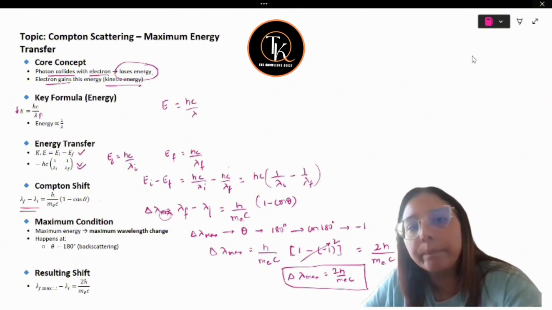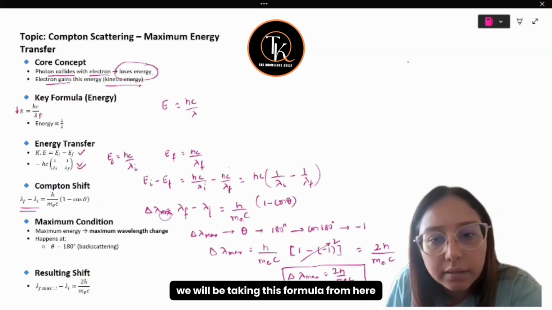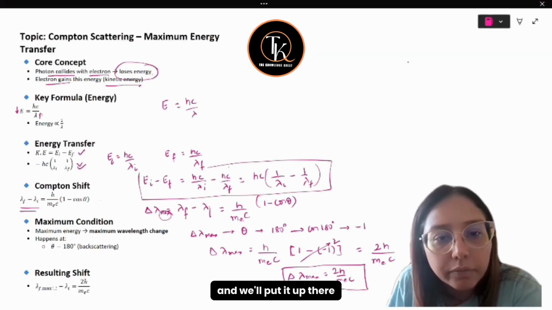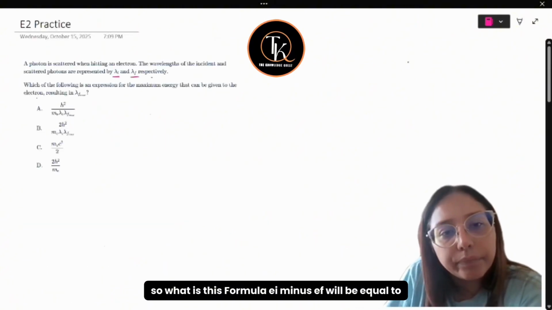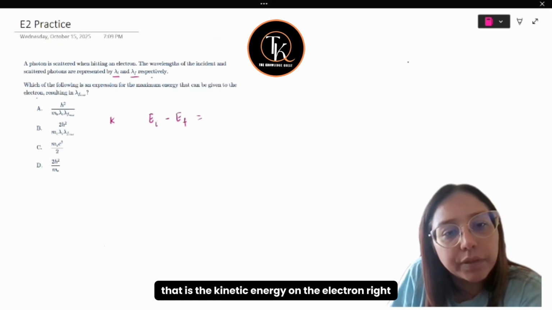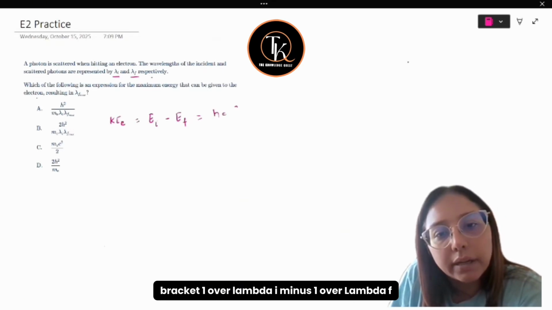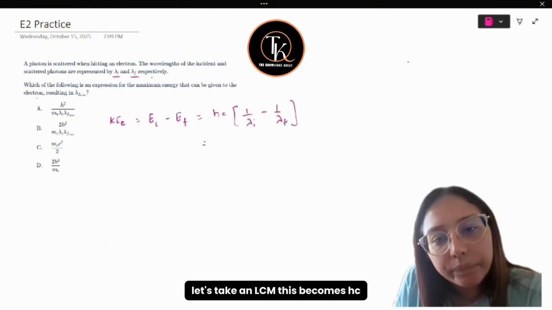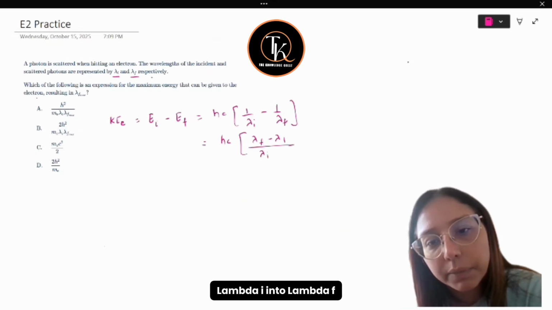we will be taking this formula from here and we'll put it up there. So what is this formula? E I minus E F will be equal to, that is the kinetic energy on the electron, right? So that will be equal to hc times (1 over lambda I minus 1 over lambda F). Let's take an LCM. This becomes hc times (lambda F minus lambda I) over (lambda I times lambda F).